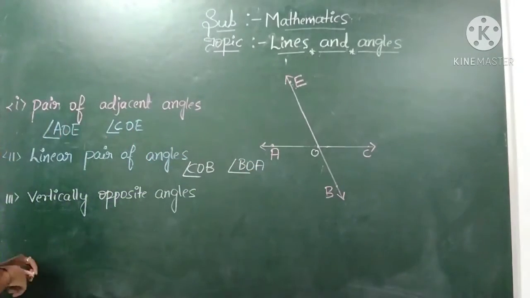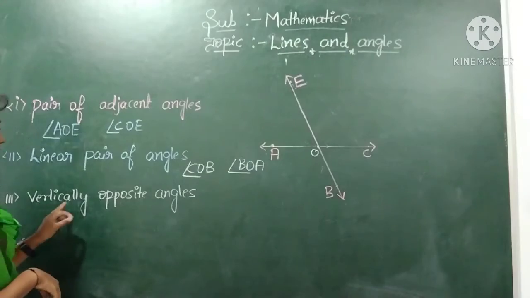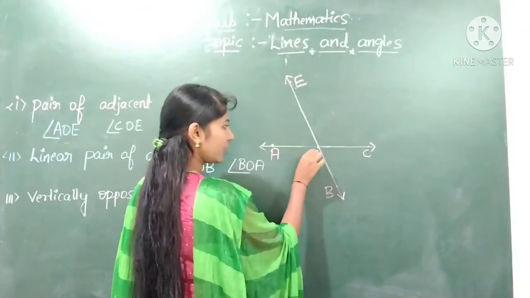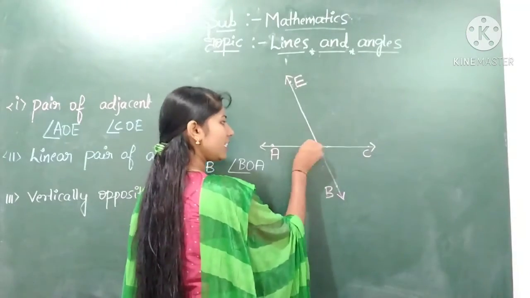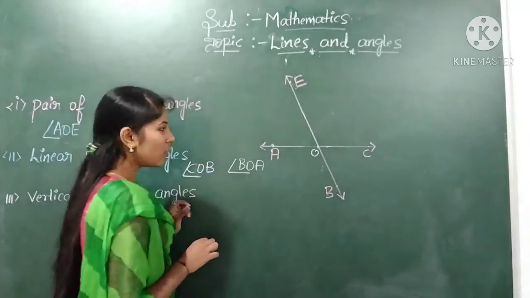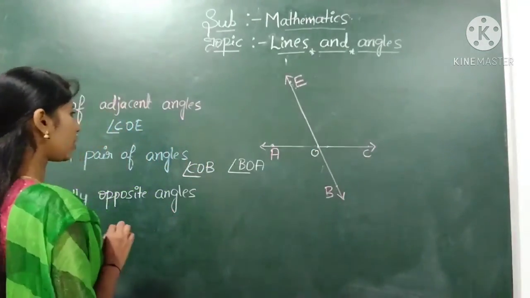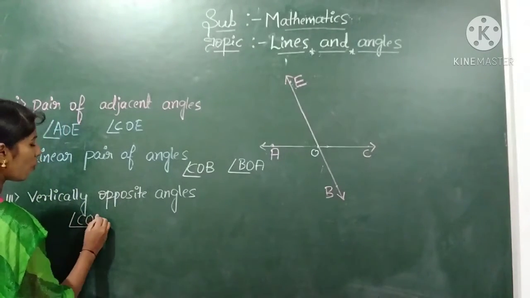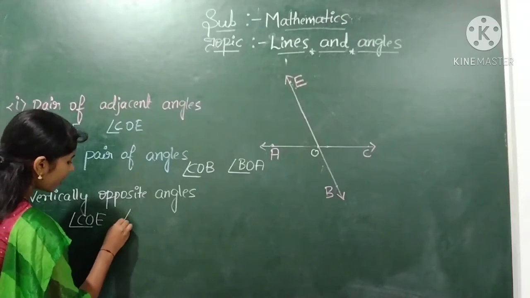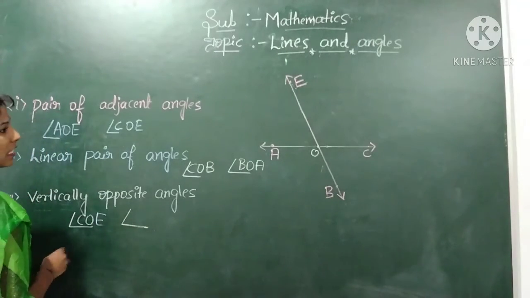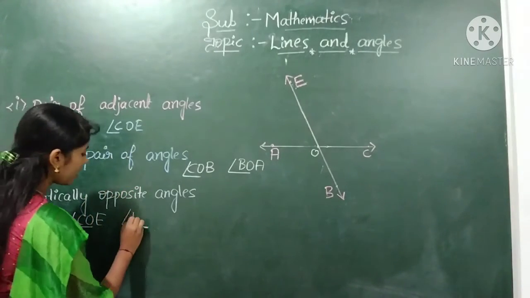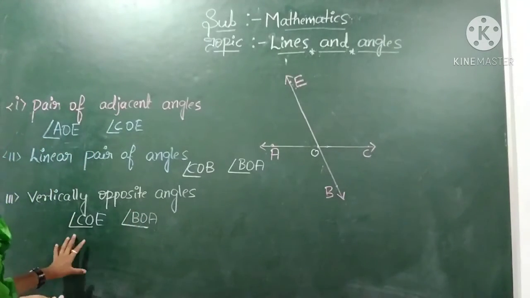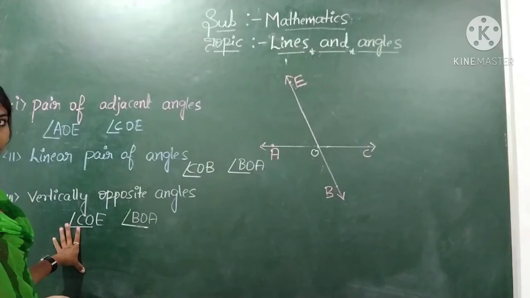Or linear pair of the angles. Vertically opposite angles. So this angle is opposite to this angle and this angle is opposite to this angle. Which are the opposite angles here? Angle COE and angle BOE. These are vertically opposite angles, right?